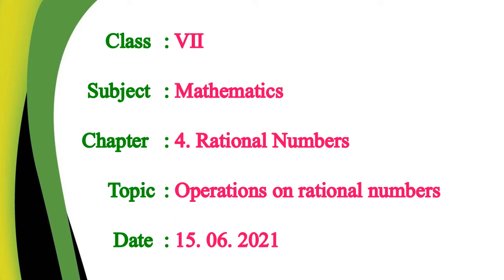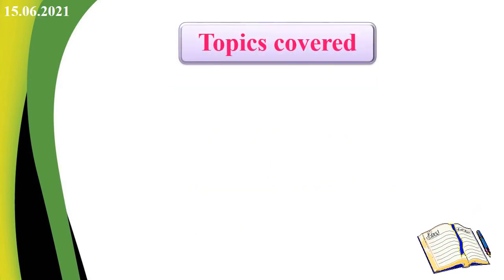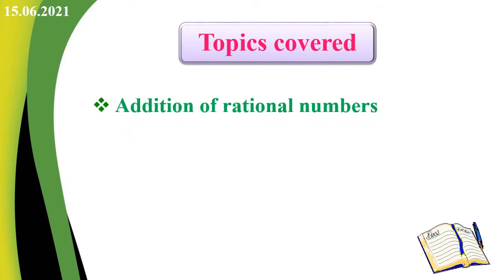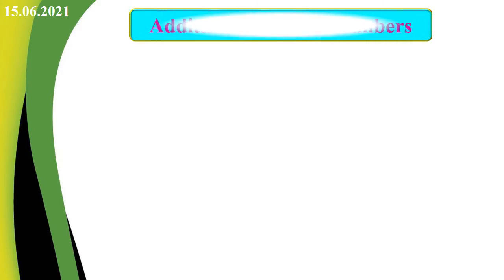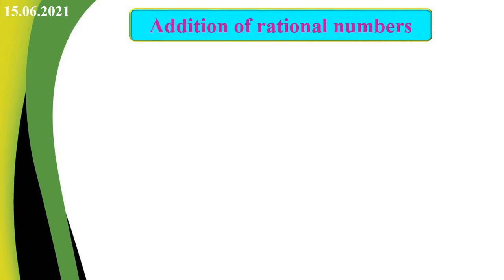This is for class 7 subject mathematics, chapter 4 rational numbers, topic operations on rational numbers. In this chapter we are going to learn about addition of rational numbers, subtraction of rational numbers and exercise problems. Now we are going to see addition of rational numbers.